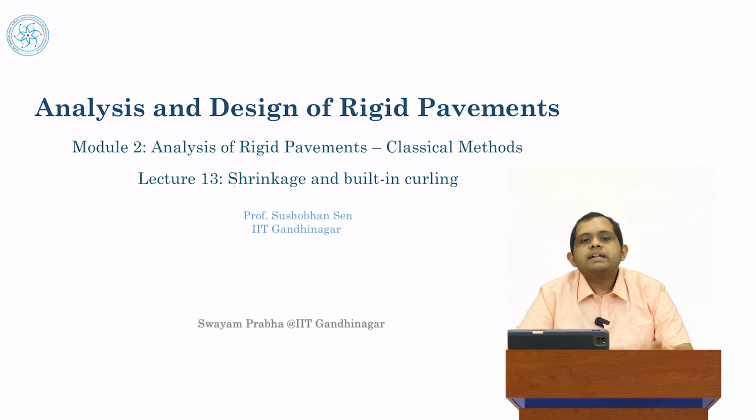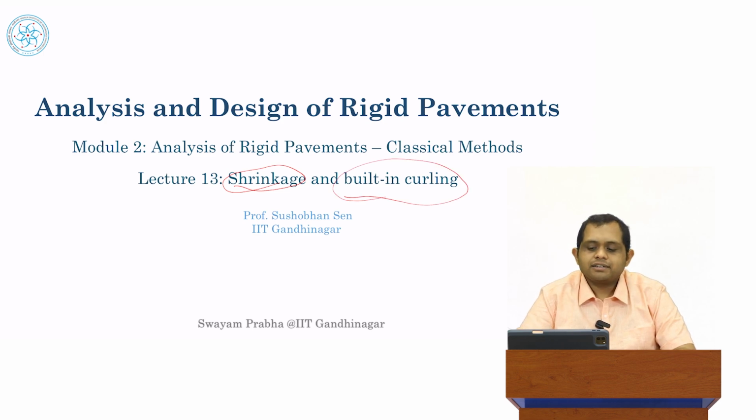Furthermore, talking about early age behavior, there are also temperature distributions which are developed at the early age of the concrete, which also have to be accounted for when we are considering the effect of temperature on rigid pavements. So, in today's lecture, we will look at both these phenomena. The first, which is related to moisture, is called shrinkage, and the second, which is related to temperature distributions in early age concrete, is called built-in curling.